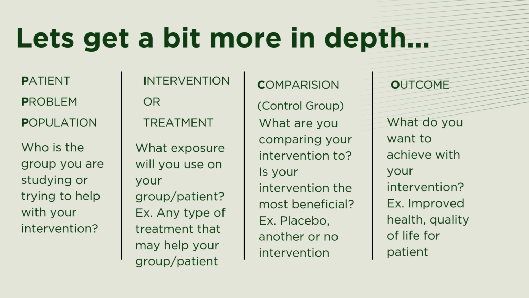An example of this is any type of treatment that may help or benefit your group and remedy a problem identified in P. The comparison is our control group. You should ask yourself, what are you comparing your intervention to? Or, is your intervention the most beneficial to your user group? Finally, outcome, which is what we want to achieve with our intervention. An example of outcome could be improved health or quality of life for our patient, which is the P in PICO.